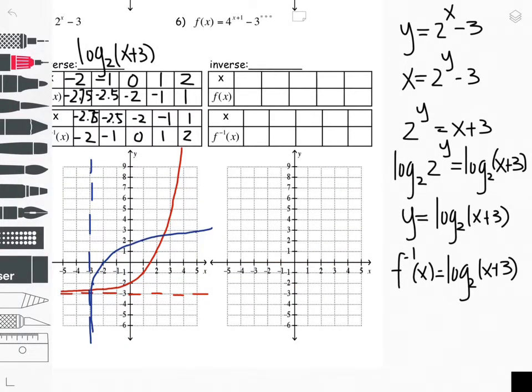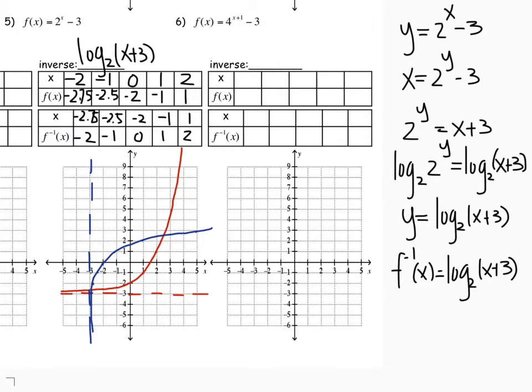Question number 5. f of x equals 2 to the x power minus 3. So first step, finding the inverse. Don't forget to switch your x to y, y to x. Solve for y. So the inverse function is going to be log base 2 of x plus 3. So you have to put a parenthesis, otherwise the order of operations is not true. So make sure you put a parenthesis, x plus 3.